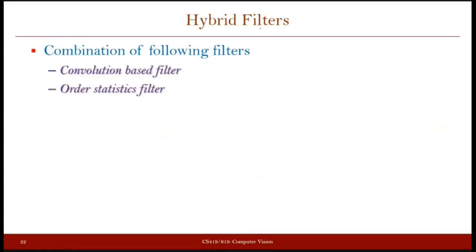In hybrid filters, we are going to see a combination of these filters. This doesn't define any new filter, but when we apply the filters, we use a combination of these two. That means we may perform a convolution followed by, let's say, a median filter, or something like that. Okay, so with this, let us end this.